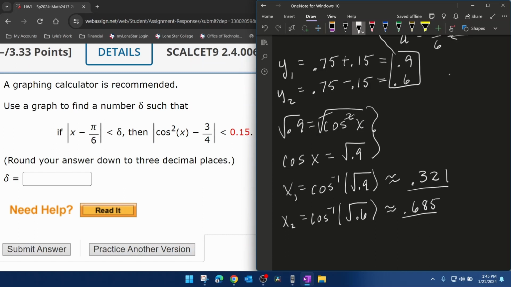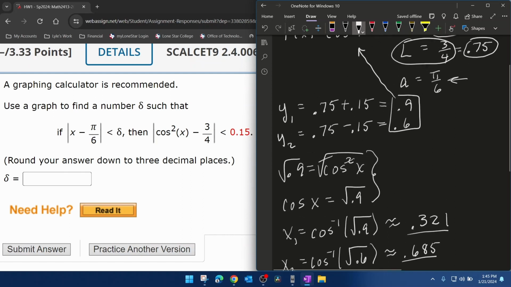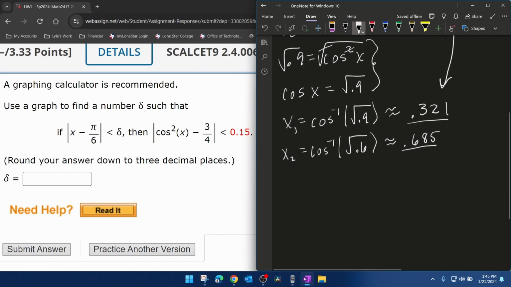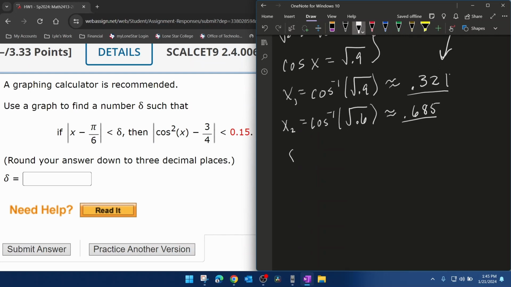I now need to figure out delta 1 and 2. And that, remember, is going to be the distance that those values are away from A. So delta 1 would be pi over 6 minus 0.321. Delta 2 would be 0.685 minus pi over 6.